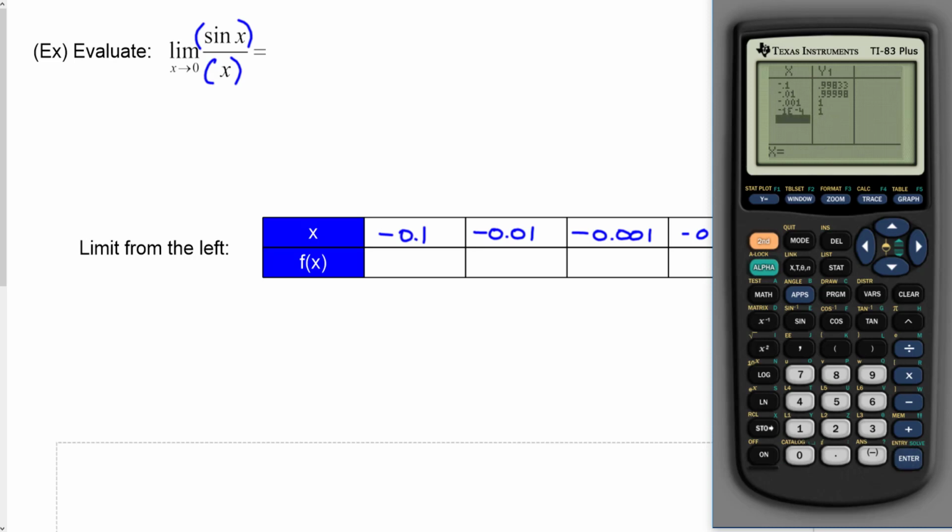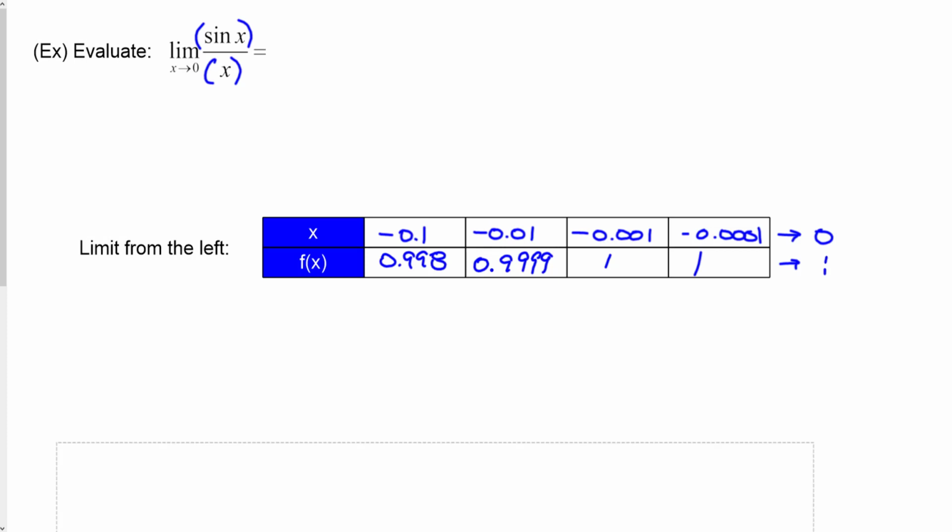So we have 0.998, 0.9999, and then basically 1 and basically 1 again. If you'll notice that negative 1e minus 4, sometimes if you have a bunch of leading zeros or trailing zeros, the calculator will switch to scientific notation. So that e minus 4 is just how we look at times 10 to the negative 4th power. That's just the way scientific notation is done on the calculator. What we can observe here, the limit from the left is in fact approaching 1, so that's great.